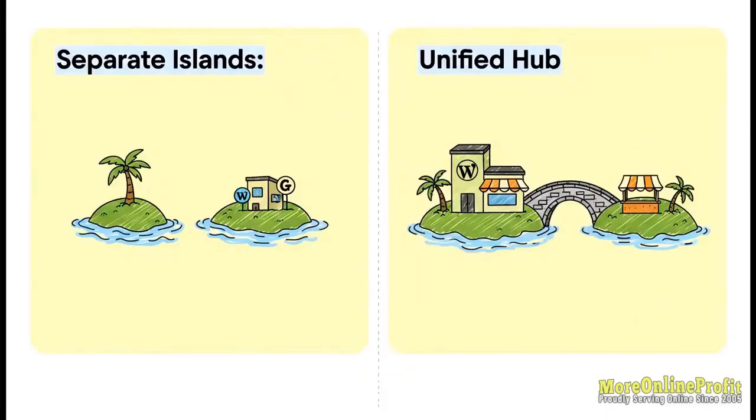Okay, so this slide really shows the before and after. On the left, you've got the separate islands we were just talking about. But on the right, that's the goal, a single unified hub. Your WordPress site becomes the main storefront, and Gumroad just seamlessly handles the checkout in the background. It's about creating one powerful home for your brand.